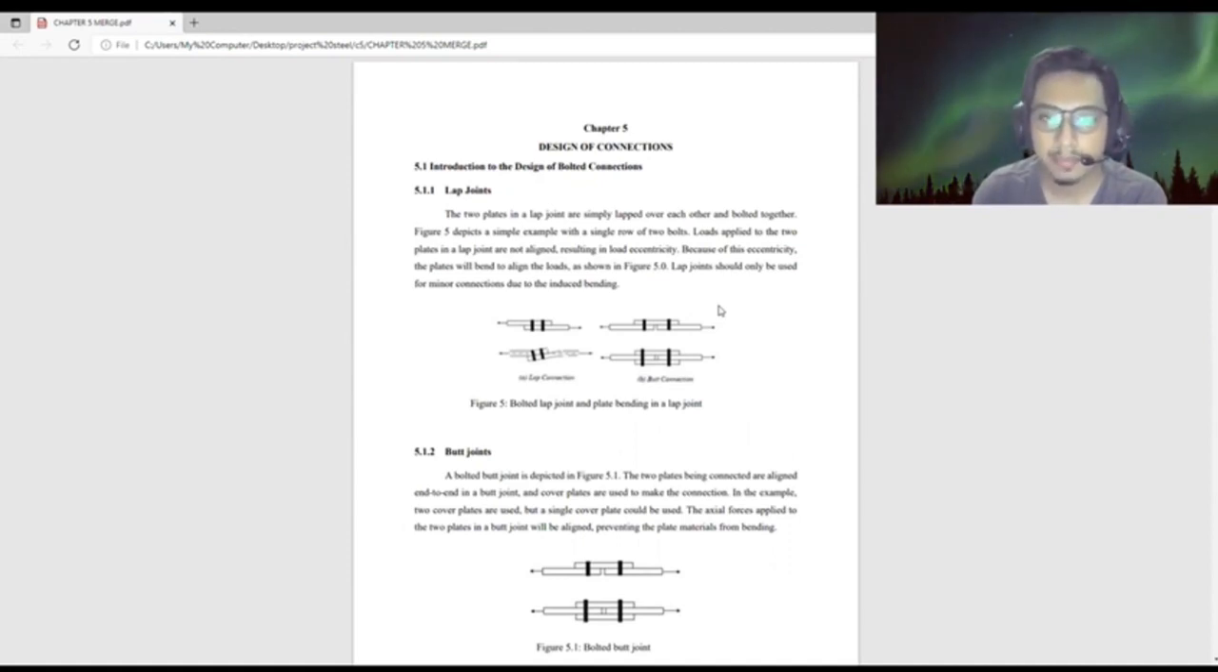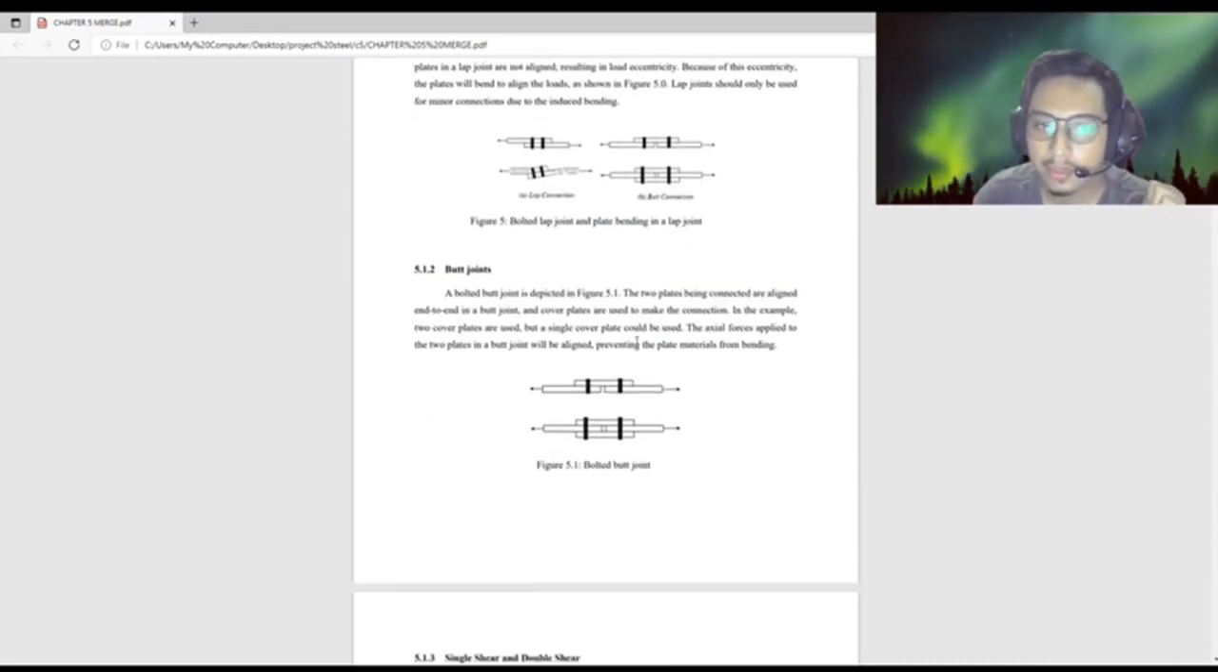I will explain about chapter 5. Chapter 5 is the design of connection. We have a few joints, which is the lap joint. The lap joint is where two plates are simply lapped over each other and bolted together. For the butt joints, a bolted butt joint is depicted in this figure 5.1.